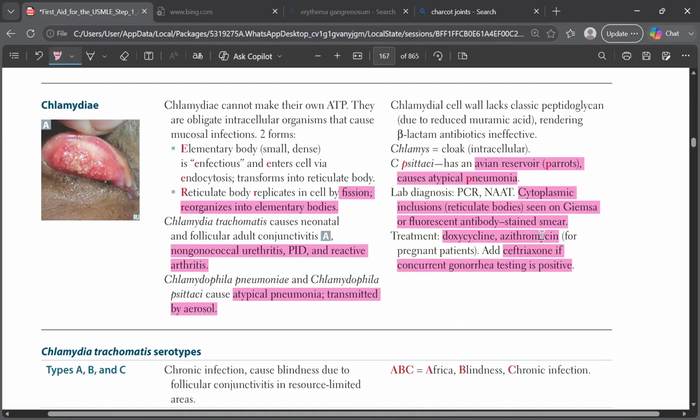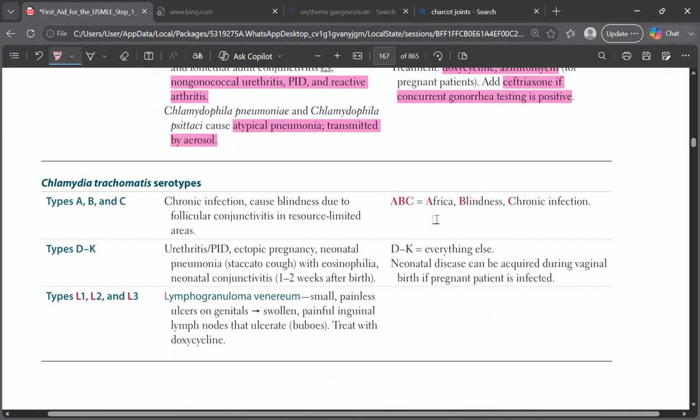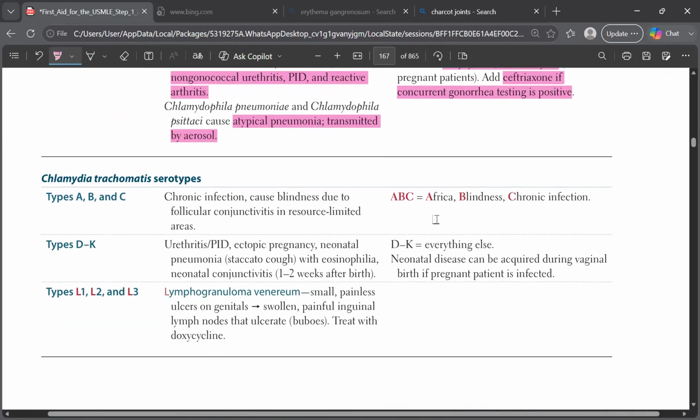We also discussed this in gonorrhea. When we were treating gonorrhea, if there is also chlamydial infection, then you add ceftriaxone, and if there was no chlamydial infection, then you could go with doxycycline alone, and you can go with doxycycline alone in case of chlamydia as well. Chlamydia trachomatis has 15 serotypes.